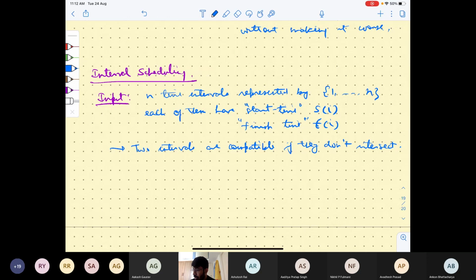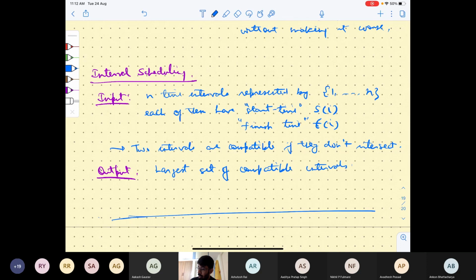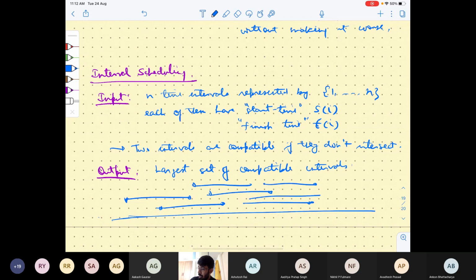All right, so what is the output that we want? The largest set of compatible intervals. Is the problem clear? Okay, let's make it even clearer. Suppose this is your number line, and intervals come like this. One interval is like this, another is like this, and so on. Something can be very long, something can be very short, something can be longer.